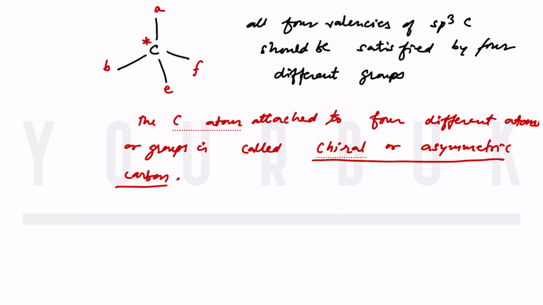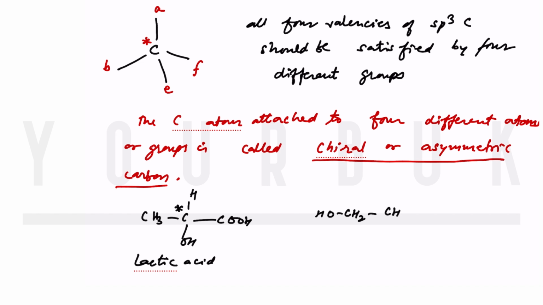Now, first of all, I'll take some examples to show how to identify the chiral carbon, if any is present. For example, this is called lactic acid. So this lactic acid contains this chiral carbon. Now, the second example is this, which has a common name, glyceraldehyde. It also contains a chiral carbon, this.